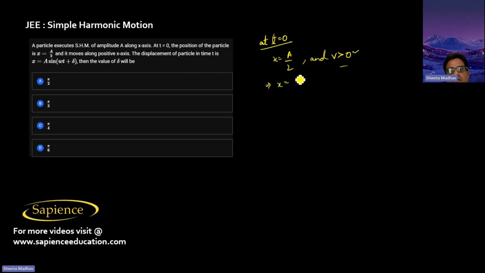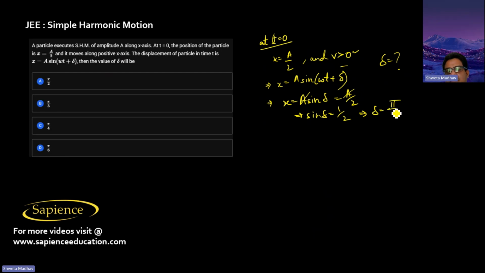So therefore, x equal to a sine omega t plus delta. So the value of delta we have to find out. At t equal to 0, x will be equal to a sine delta, and that is equal to a by 2. So a cancels. Sine delta is half. So it means that delta is equal to pi by 6. So delta can be pi by 6 also, or delta can be pi minus pi by 6 also, which is 5 pi by 6. We have to find out.